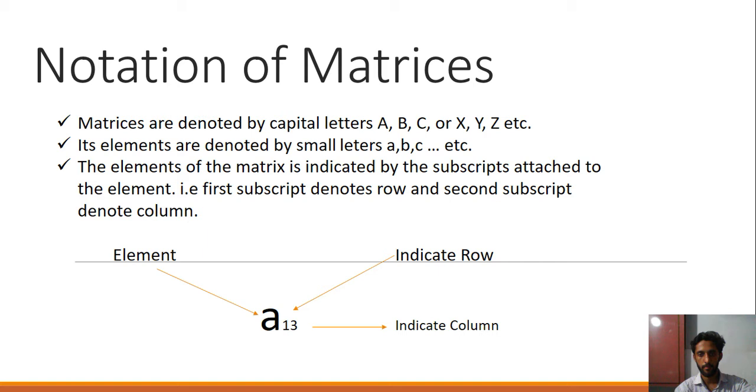Here is a simple example. There a13 is an element of a matrix where a is the element and 13 indicates the row and column, meaning it has just one row and 3 columns. In this matrix we used one row and 3 columns.